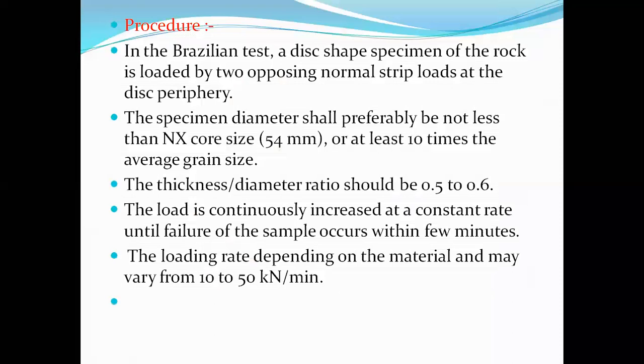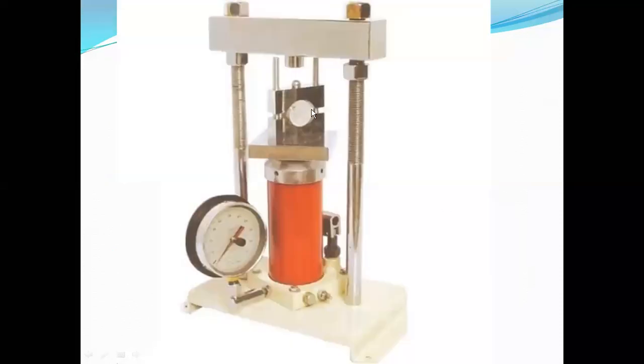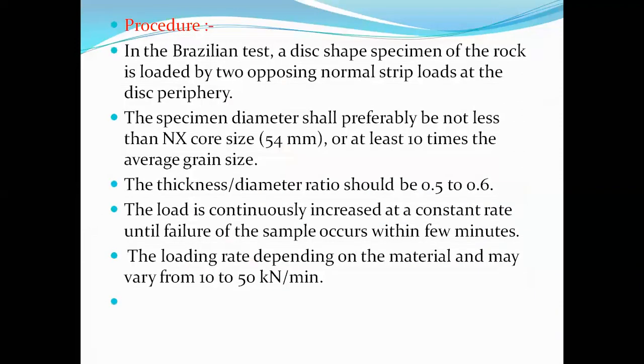Next, the procedure. In the Brazilian test, a disc-shaped specimen of rock is loaded by two opposite normal strip loads at the disc periphery. That's nothing but this, right? At the disc periphery, you're applying the load. Next, the specimen diameter shall preferably be not less than NX core size. As I said, NX is the core size that we get by using diamond drilling during the exploration process. There are different types of core specimen: NX, BX, AX, EX, out of which NX is the maximum one.